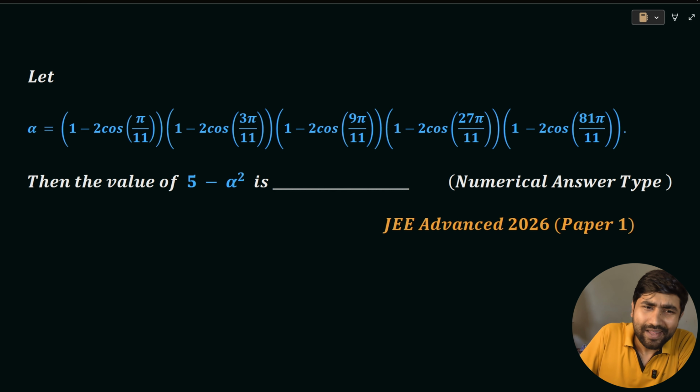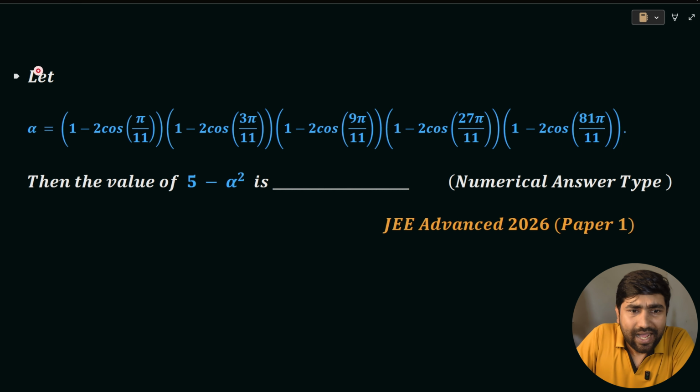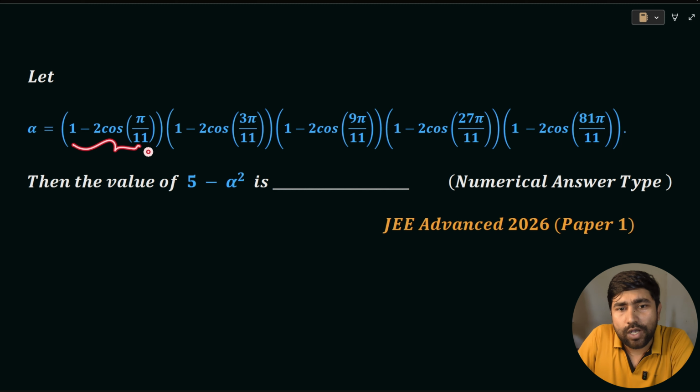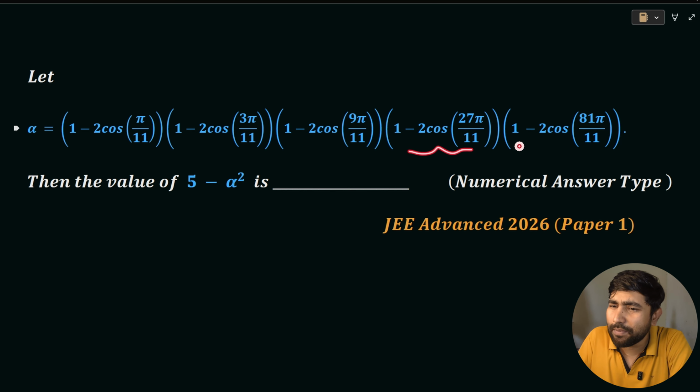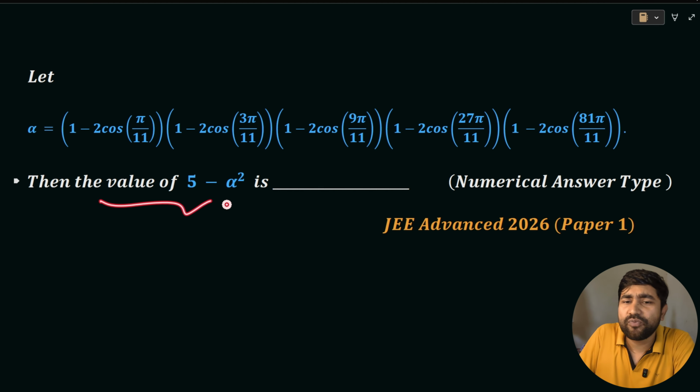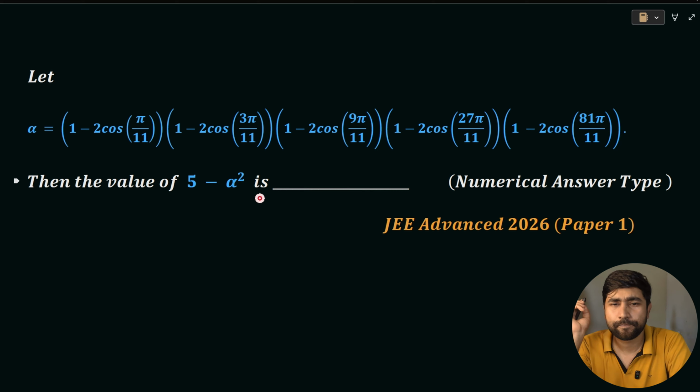So let's see. Let alpha equal (1 minus 2 cos pi by 11)(1 minus 2 cos 3 pi by 11)(1 minus 2 cos 9 pi by 11)(1 minus 2 cos 27 pi by 11)(1 minus 2 cos 81 pi by 11). Then the value of 5 minus alpha square is what?